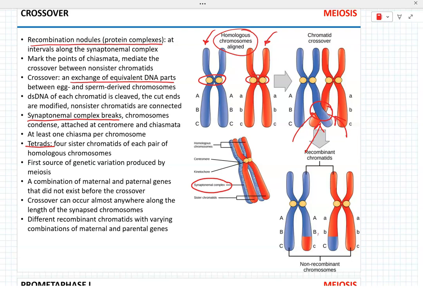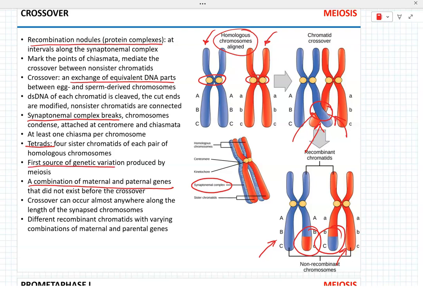Once the crossover, the recombination, is completed, each of these homologous chromosomes now has a slightly altered genetic sequence. In other words, each homologous chromosome now contains a combination of genes from the mother and the father, a combination that did not exist before the crossover.